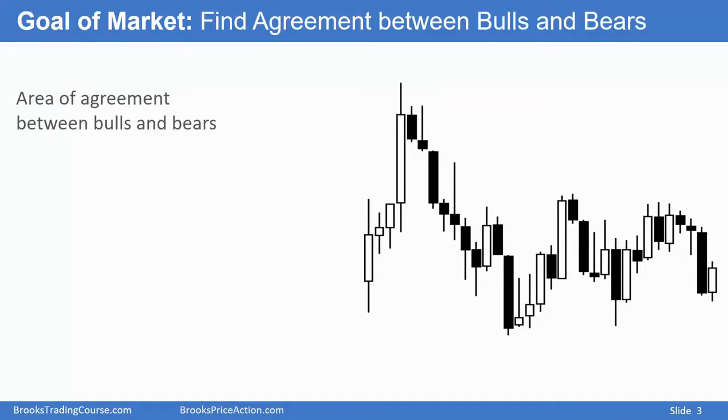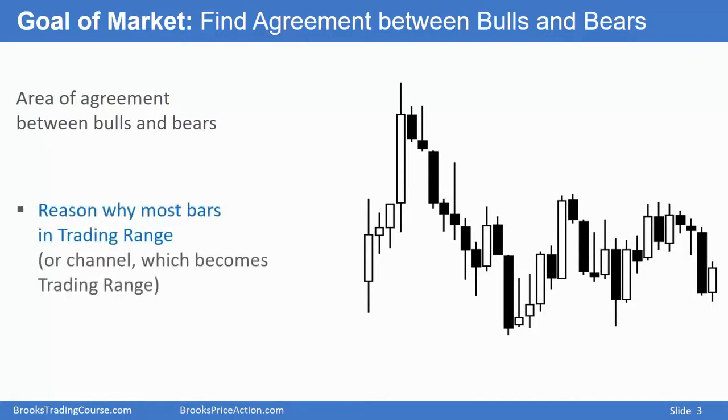Remember the goal of every market. It's to find an area of agreement between buyers and sellers, between bulls and bears. And that's the reason why most bars on charts are in trading ranges, or channels, which become trading ranges. Only about 5 to 10% of the bars on any chart are in a strong breakout. 90% of the bars on every chart are either in a channel, which evolves into a trading range and is the beginning of a trading range, or in a trading range.